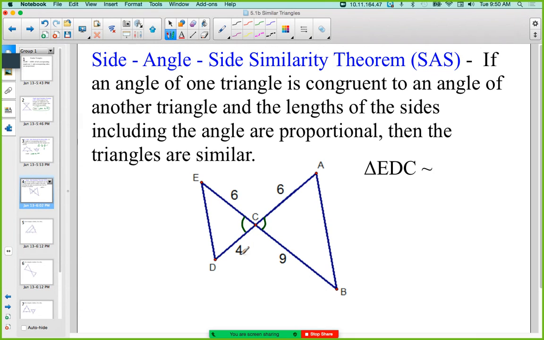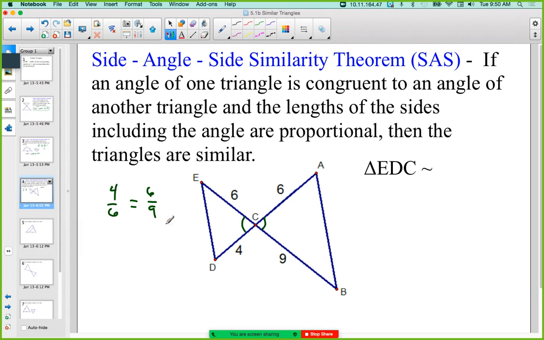Now, so we know we have the angle part of this side angle side. Okay, with the angle right there, it's in the middle. We're good. Now, to determine if the sides are proportional, you've got to be careful here. Just like we did before, I picked the smallest side. I'm going to do the same thing. I'm going to pick the smallest side of the left triangle and the right triangle, 4 and 6. And then I pick the bigger of the two, 6 and 9.